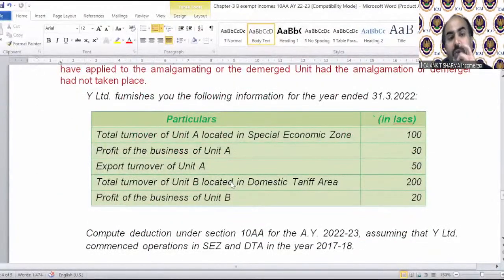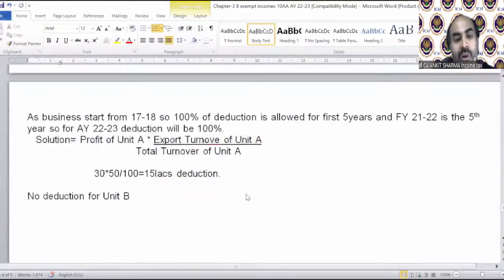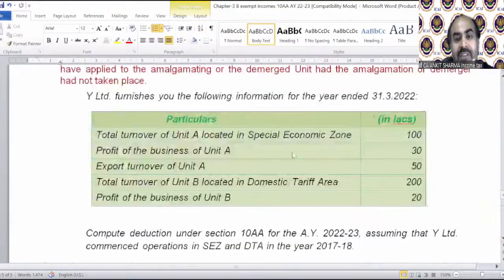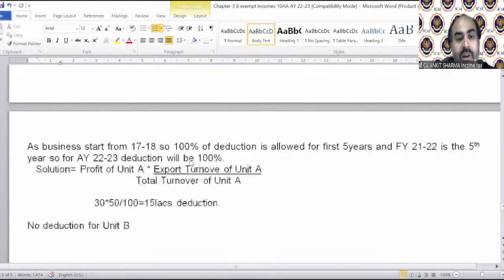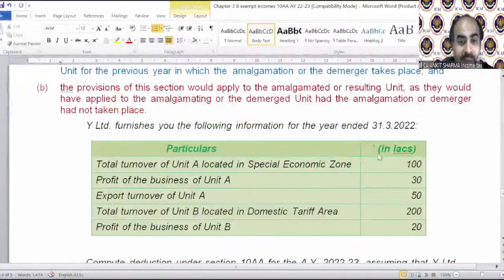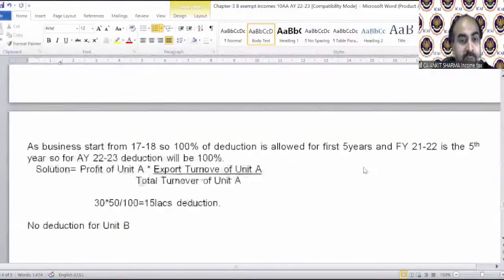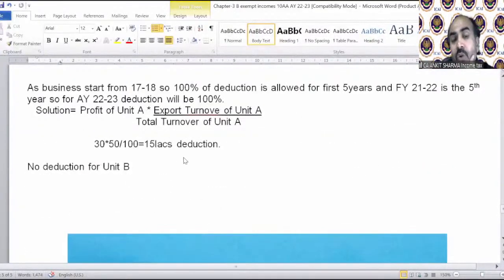This is the question. Total turnover of unit A, 100. Profit of business A is 30. Export turnover of unit A, 50. Total turnover of B, that is a domestic area, 200, and profit of B. So unit A is in SEZ, so we will calculate the deduction for unit A only. And 30 lakh is the profit. Total turnover of unit A is 100, of course, including export turnover, and export turnover is 50. So 15 lakh deduction will be there.